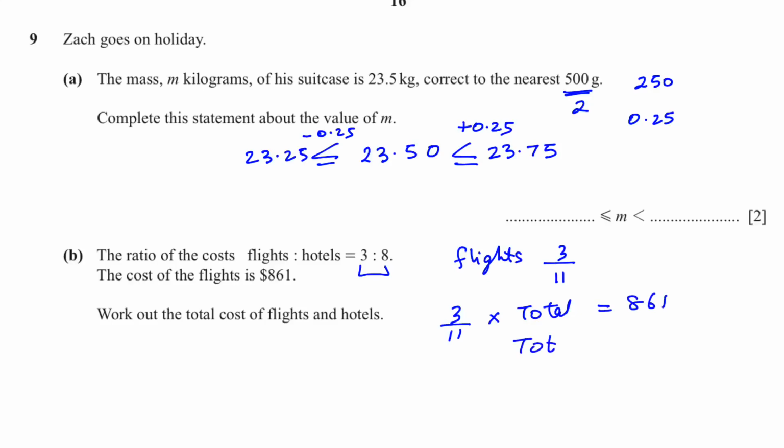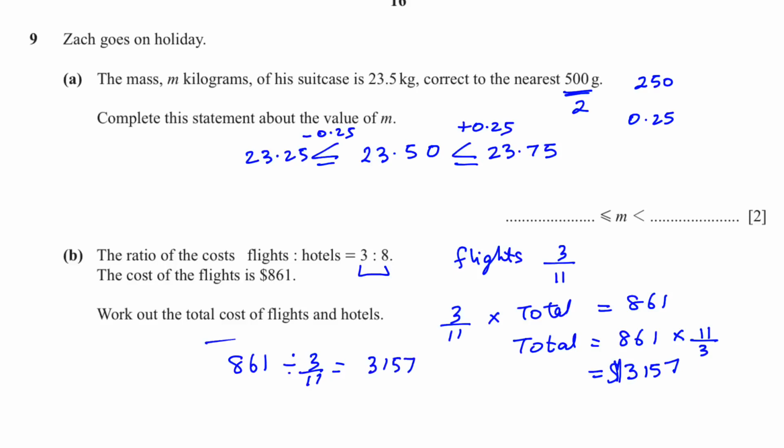To find the total, do 861. This is a divide here. The 11 is a divide here. Bring to the other side, it will become multiply. And 3 is a multiply, it will become divide. You can write it as 11 over 3. Or the denominator becomes the numerator and the numerator becomes the denominator. The total cost is $3157. You can also do 861 divided by 3 over 11 and you will get the same answer, 3157.